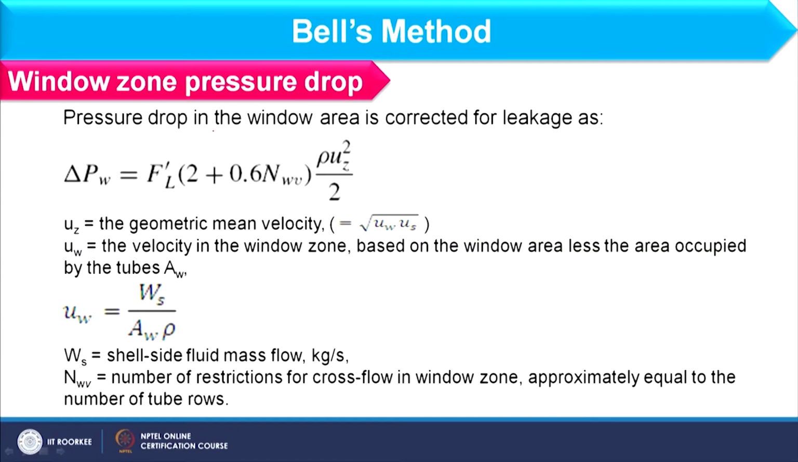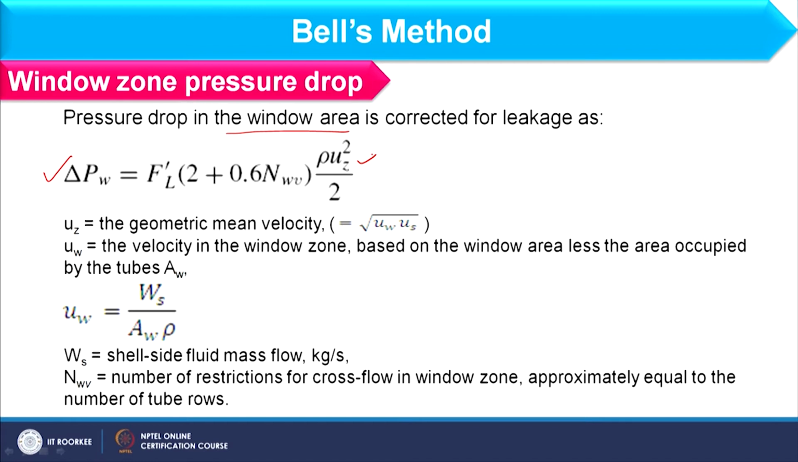Now we will see the empirical correlation to find out the pressure drop in the window zone, and that pressure drop should be corrected by the leakage correction factor, so FL dash we will count here. When we focus on pressure drop in the window area or window zone, this is the expression: delta Pw is equal to FL dash times (2 plus 0.6 NWV) times rho uz square by 2, right.